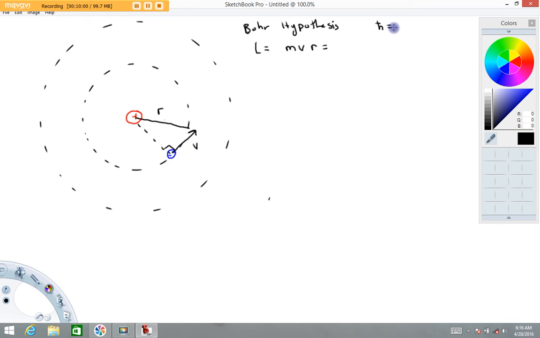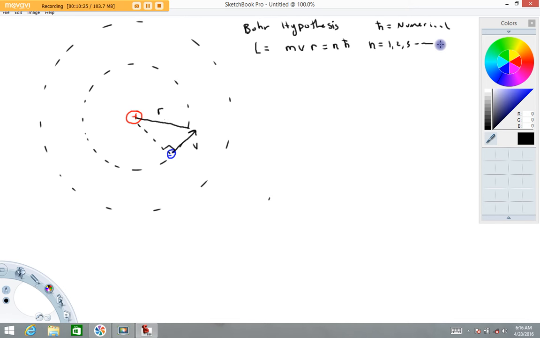There's a numerical value for this that's in your textbook somewhere, and I'll write it down later in the video. It's not important for now. And if the angular momentum is quantized, that means it has to be some multiple of h bar. So what we would say is that the angular momentum is equal to n times h bar, where n is an integer: 1, 2, 3, etc. That's what we mean by quantize or quantization.